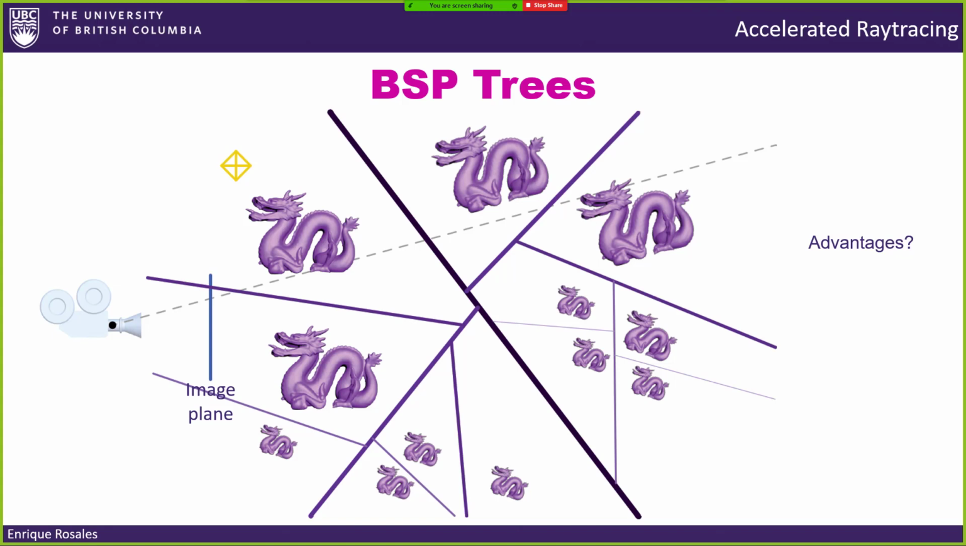But think about advantages in terms of complexity, right? So think about memory. What do you think is better? What is more efficient, a tree or a regular grid of, let's say, 100 by 100 by 100 cubes? Because remember, in the case of the grid, some of those cubes are sometimes just empty, right?